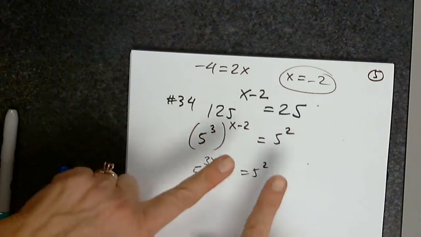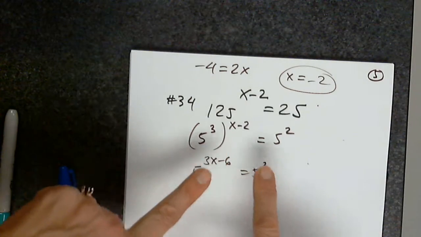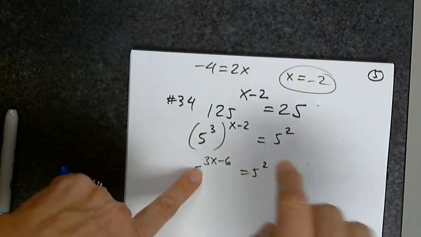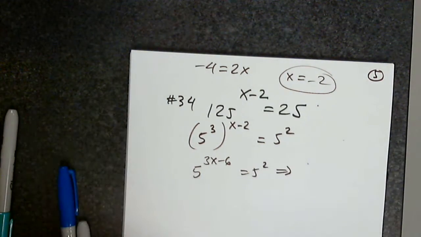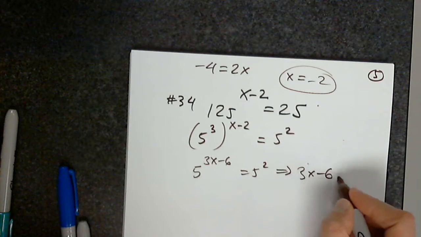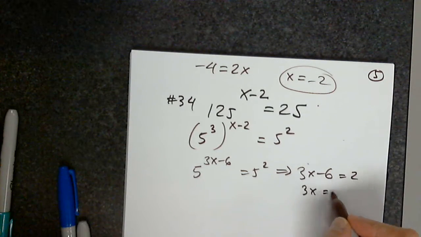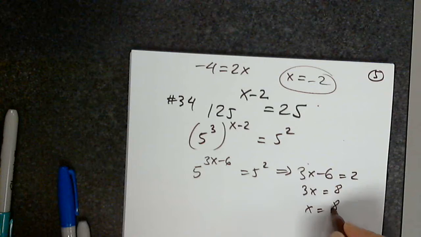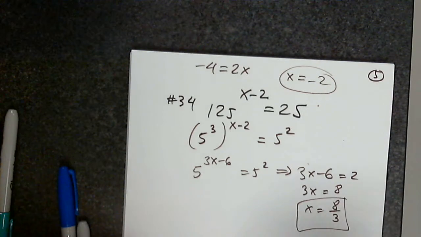So now here's the idea. Two numbers are equal, and they have the same base. Therefore, 3x minus 6 equals 2. So then 3x equals 8, x equals 8 over 3.